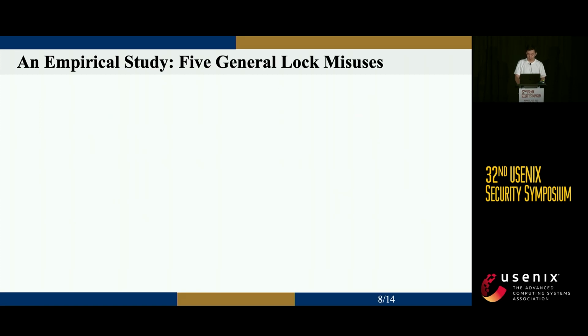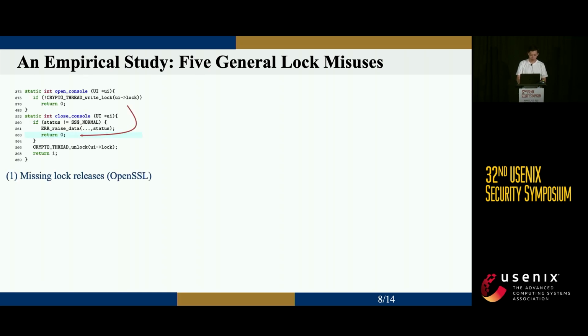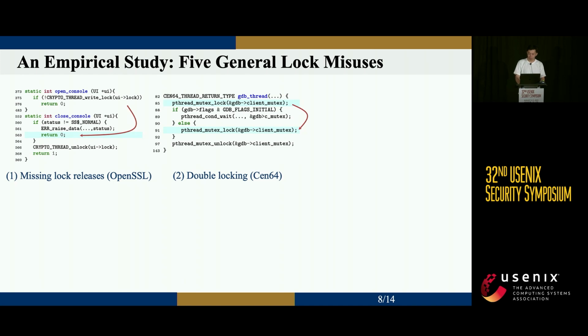On this slide, I'm going to use bugs found by our tool to illustrate the five general lock misuses. The first example shows a missing lock release found in OpenSSL by our tool. Specifically, the lock acquired at line 375 is not released before executing line 563. The second example shows a double locking found in Sense64. The lock acquired at line 85 is acquired again at line 91.